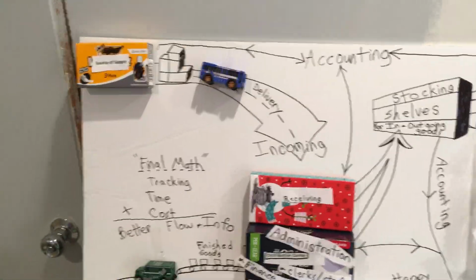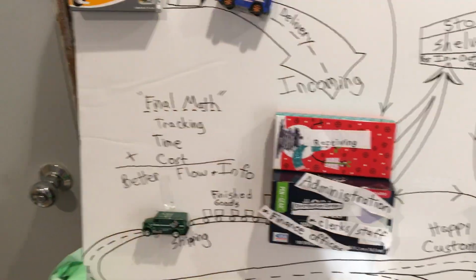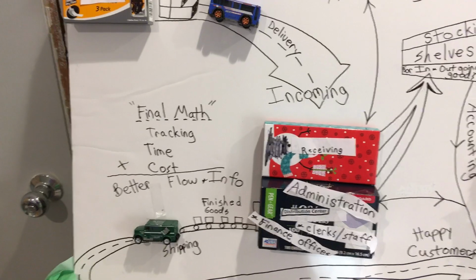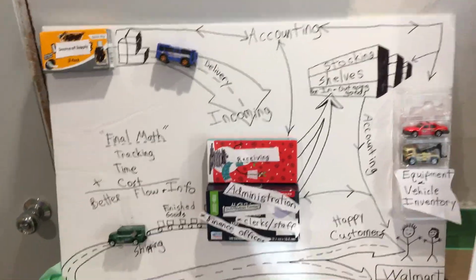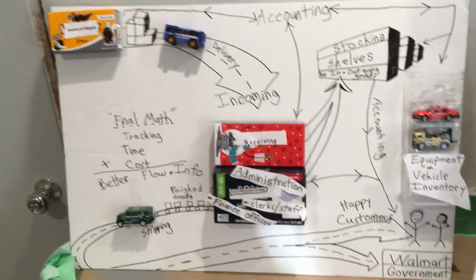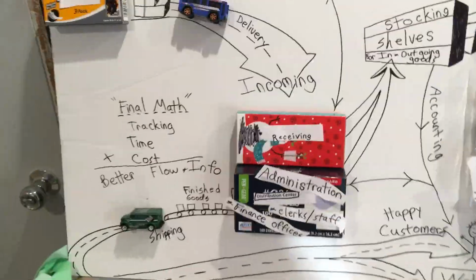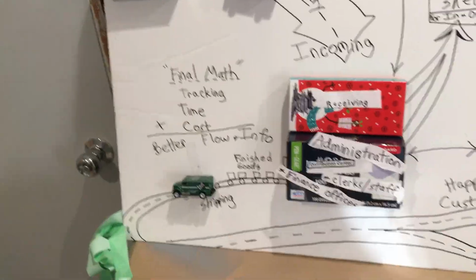And then, of course, you got your own personal inventory, you got your shipping, you got your happy customers. All of that involves accounting, and as it says here, final math is basically tracking plus time plus cost. The more hiccups you have, the more time you're going to take, the more of a cost you're going to take, and you're going to have a very, very unhappy customer.